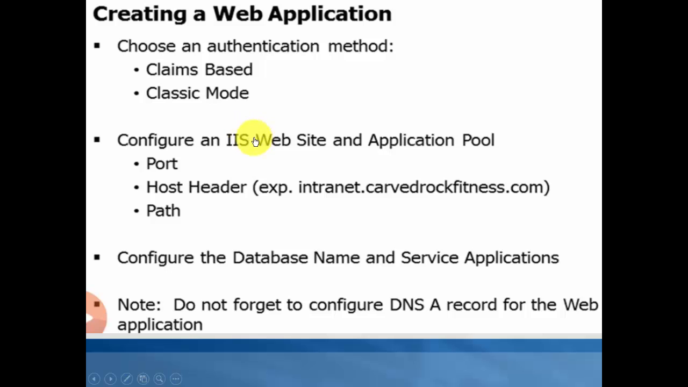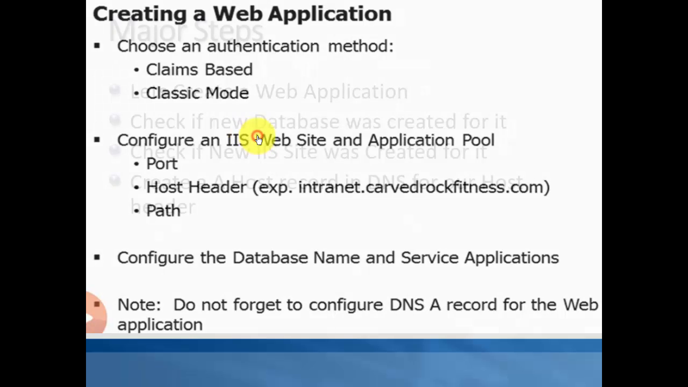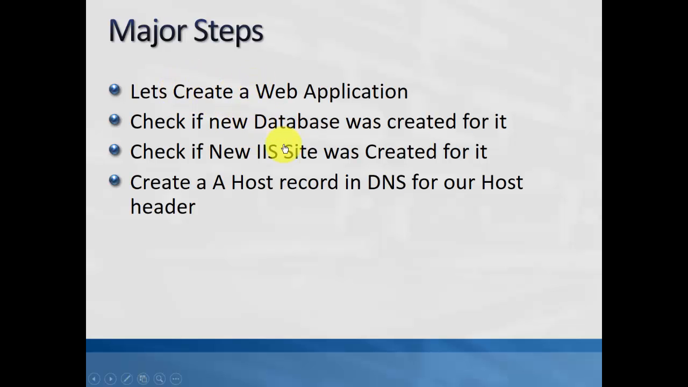After the web application, we're going to be creating site collections. So major steps are here. This is what we're about to do. Let's create a web application. It's going to be a long wizard, not very long. Check if new database was created for it. Check if new IIS site was created for it. And then create a host record in DNS.